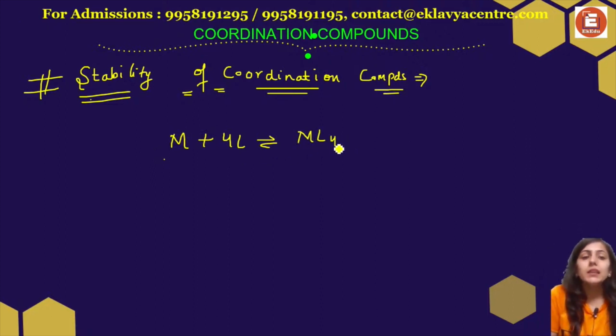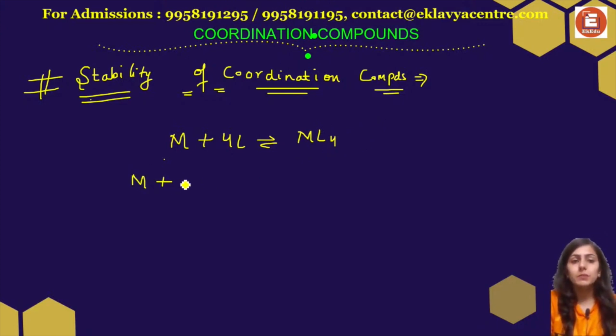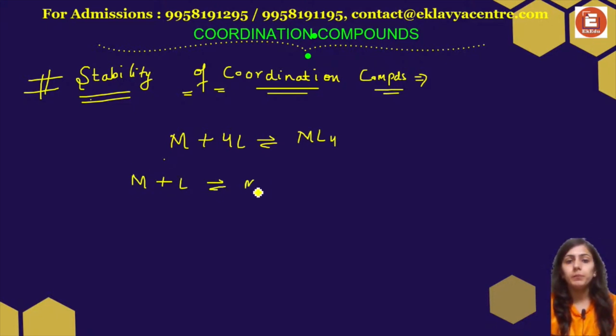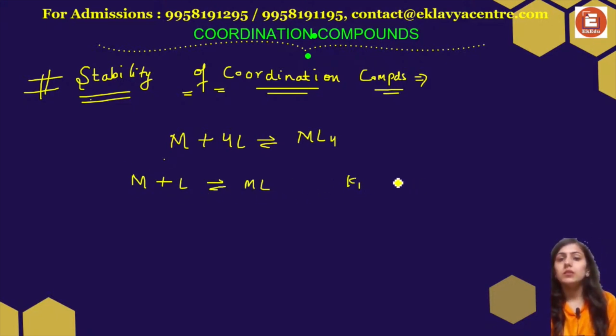See what happens here is this coordination complex will be formed in various steps, and the larger the stability constant, the higher will be the proportion of ML4 that exists in solution. I'll explain how. This takes place in various steps. Suppose M plus L gives you ML. Suppose the constant for this is K1. Its value is ML upon M into L, right?